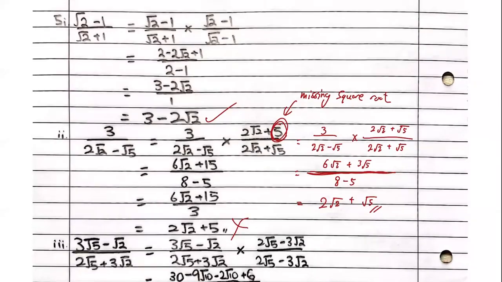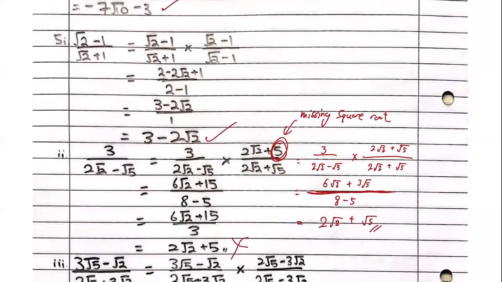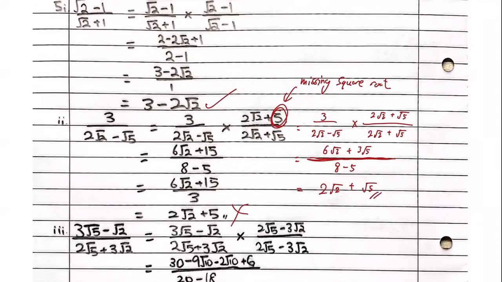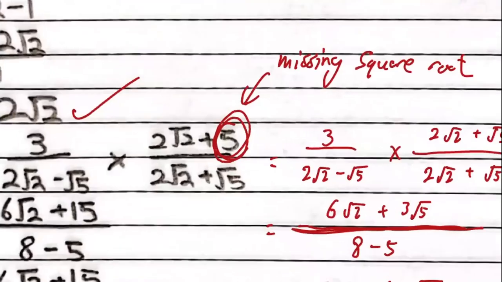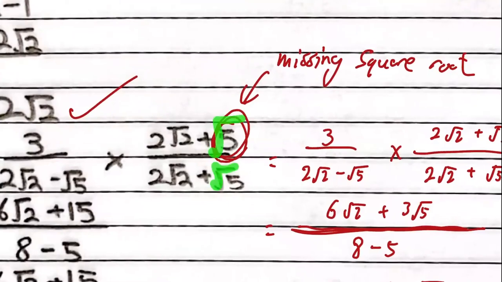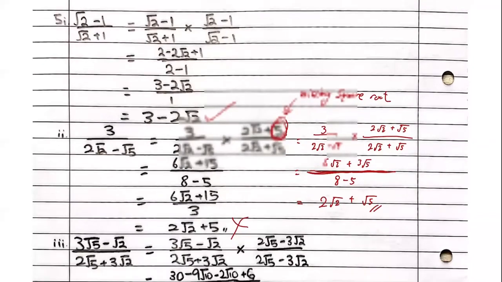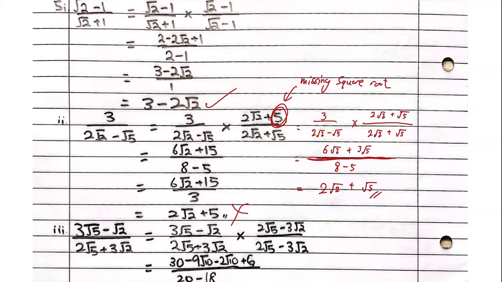Okay, this one. Question 5 part 2. Here, the mistake you made over here is this one. There's a plus 5. It should be a square root 5. You missed out a square root. Otherwise, I'm sure you know how to do it. I showed you the working over here.